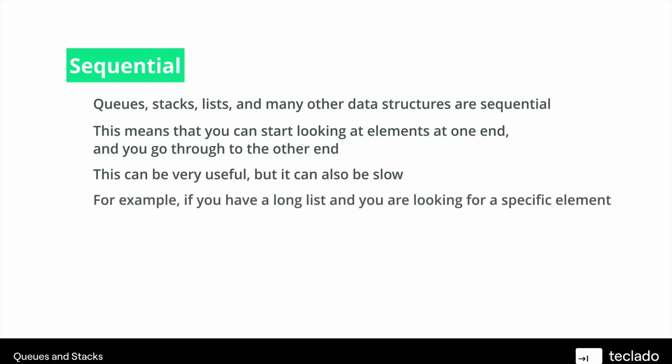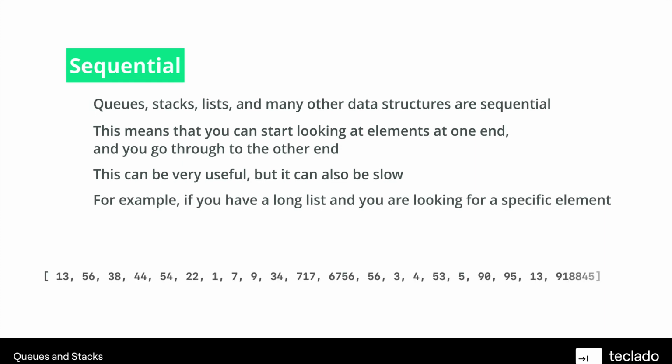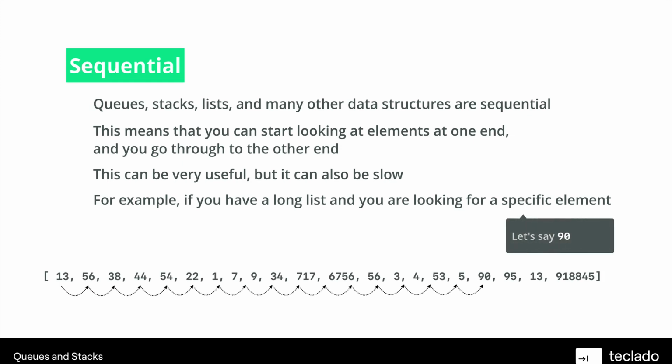Here's another example. Let's say you have a very long list, and you're looking for a specific element, for example in this list here. Let's say we're looking for the element 90. Well, as you can see, we had to do a bunch of jumps. We've gone from 13 to 56, 38, and so forth until we reach the element 90.